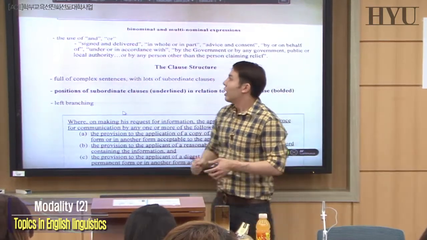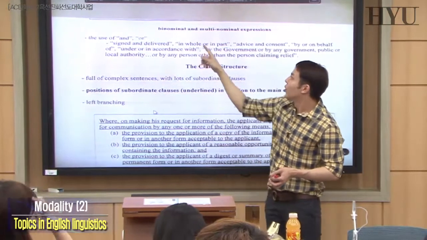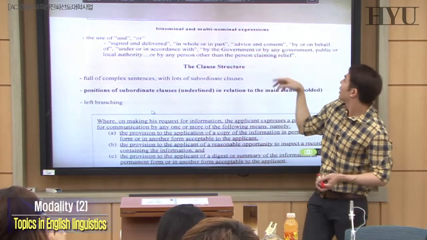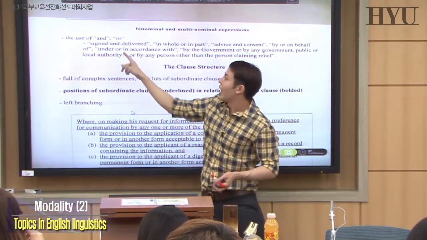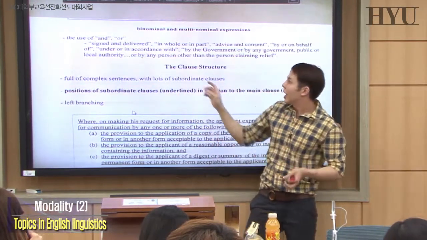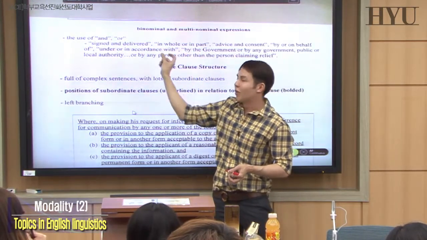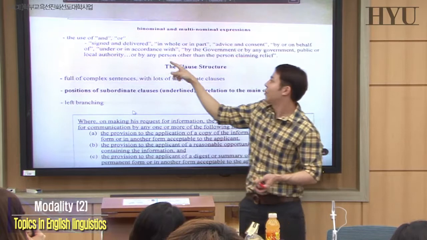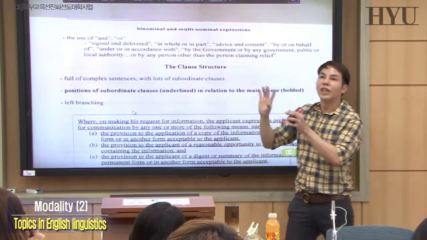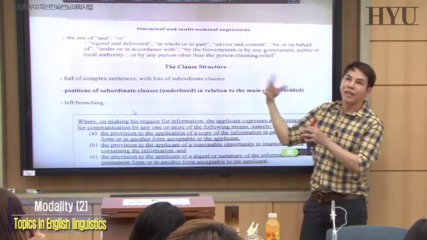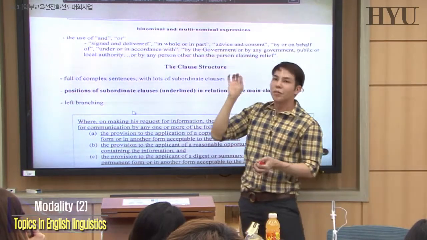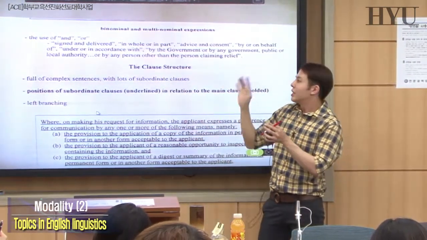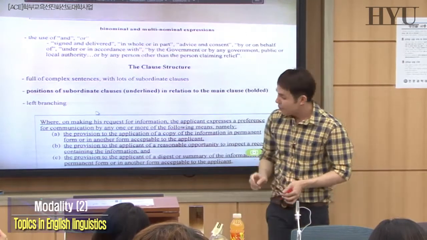So using and, or. Like signed and delivered, for example, in whole or in part, meaning wholly, entirely, or partially. Advice and consent, by or on behalf of someone, under or in accordance with. So you have to look at what is after the and, or, right? Or by the government, or by any government, public or local authority, or by any person other than the person claiming relief. So it's including everyone, by the government, or by any other government, and so on, right? So you have to be careful about and, or, but you know that they join only nouns, right, together. So you can see what's relevant for you to understand, okay?